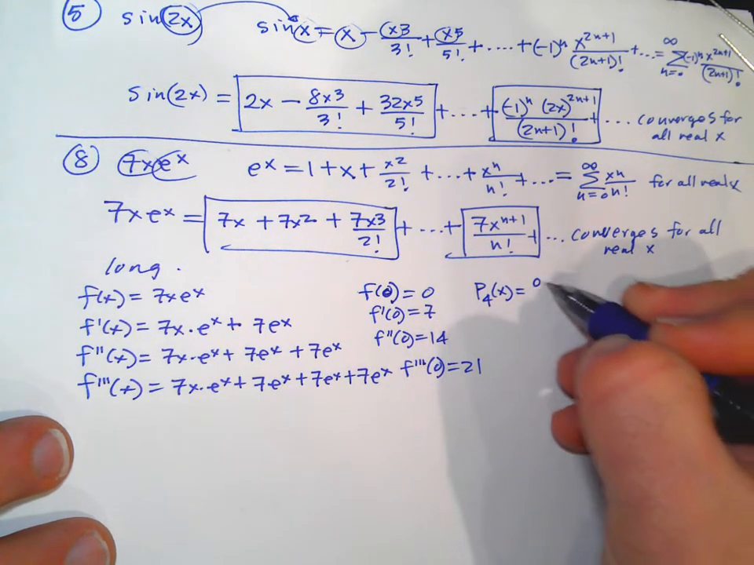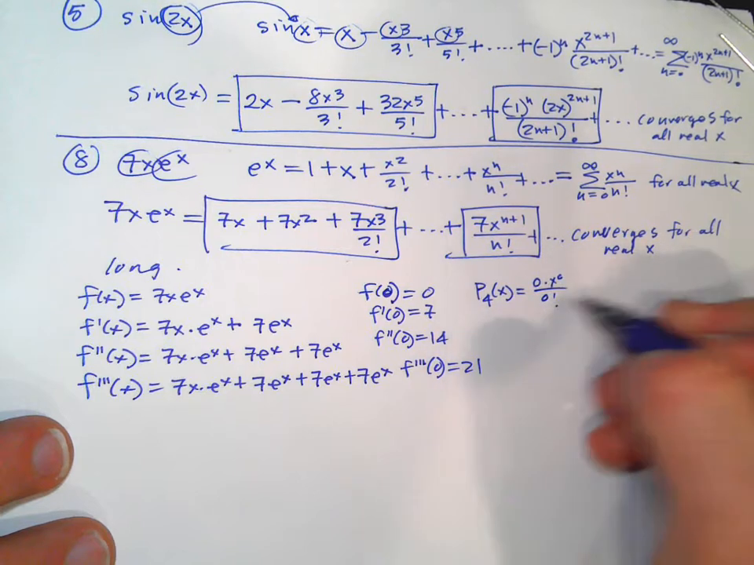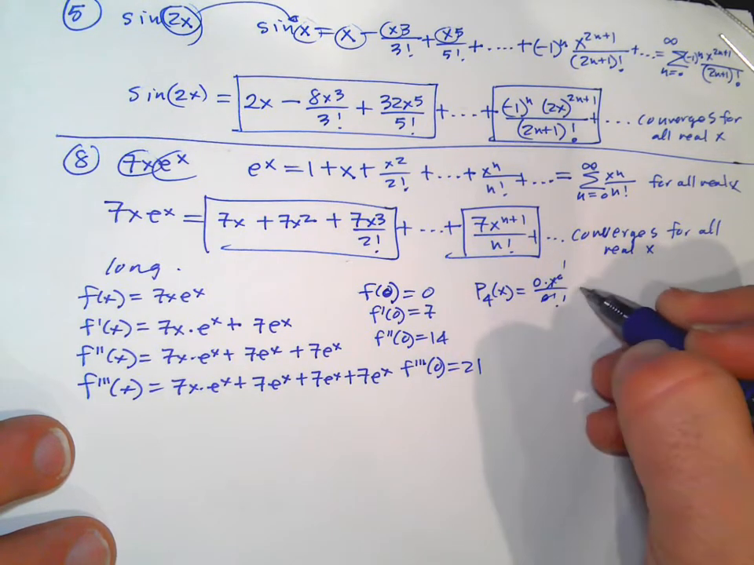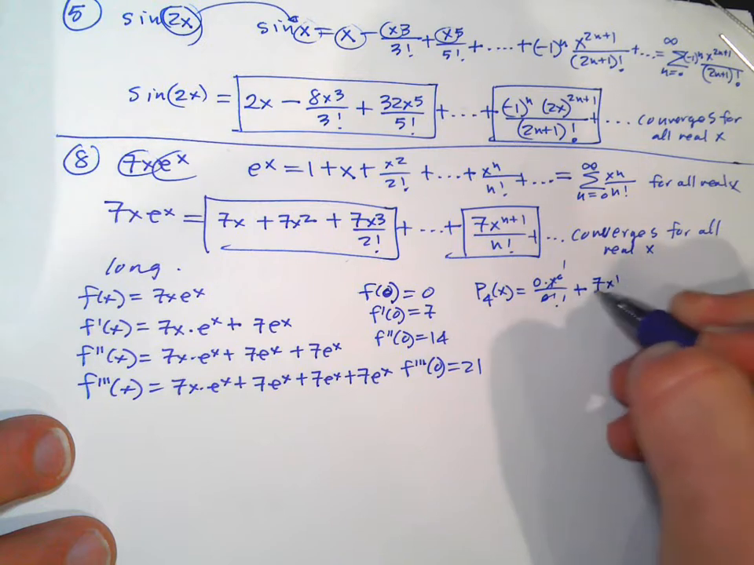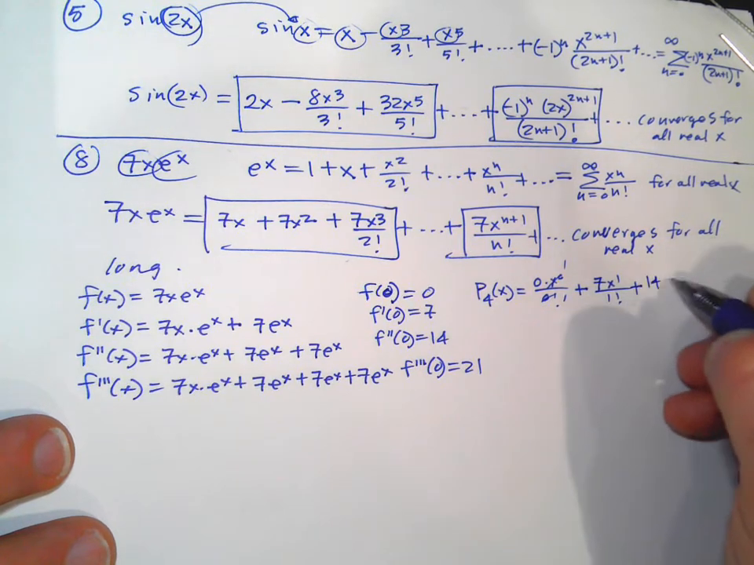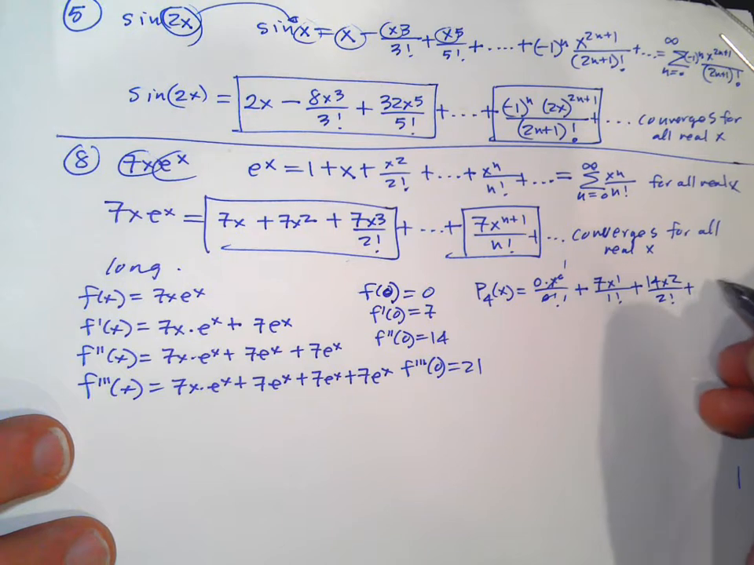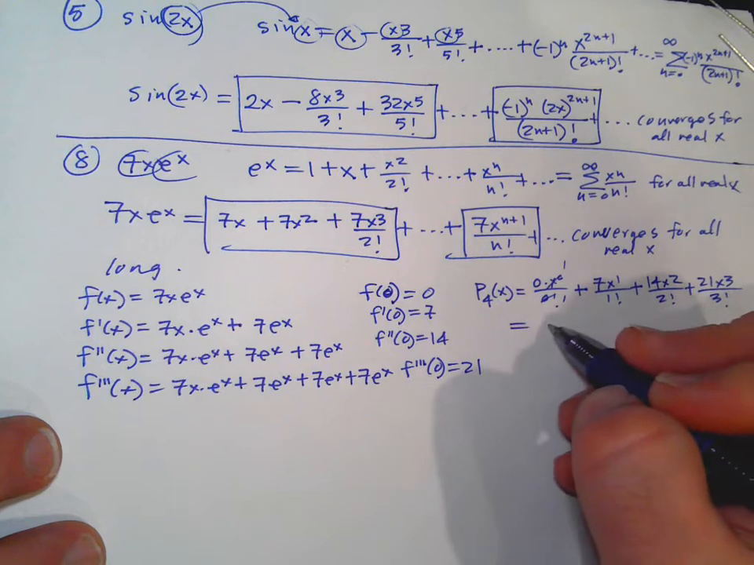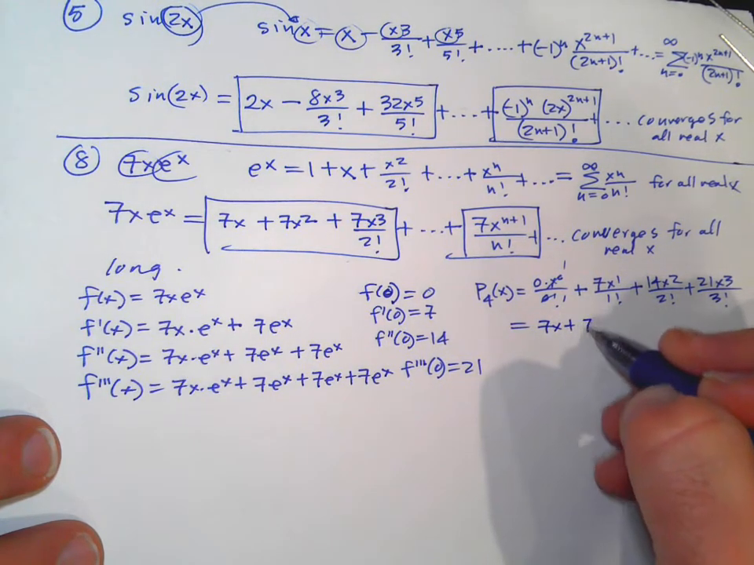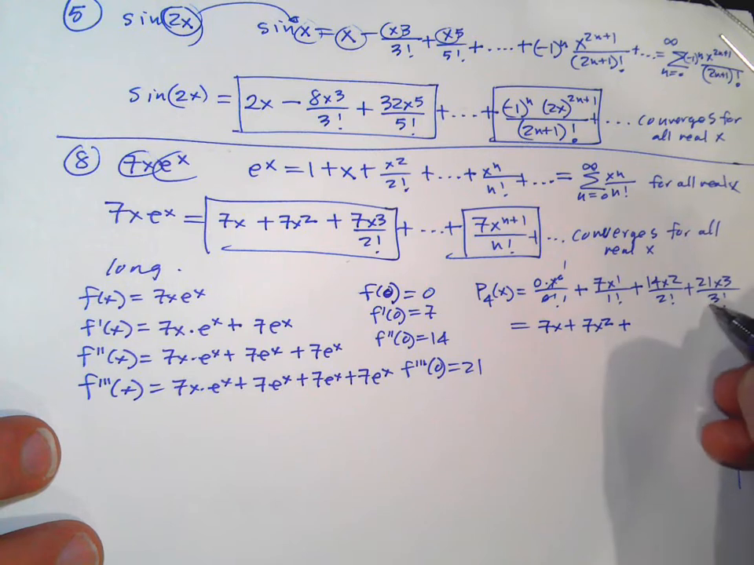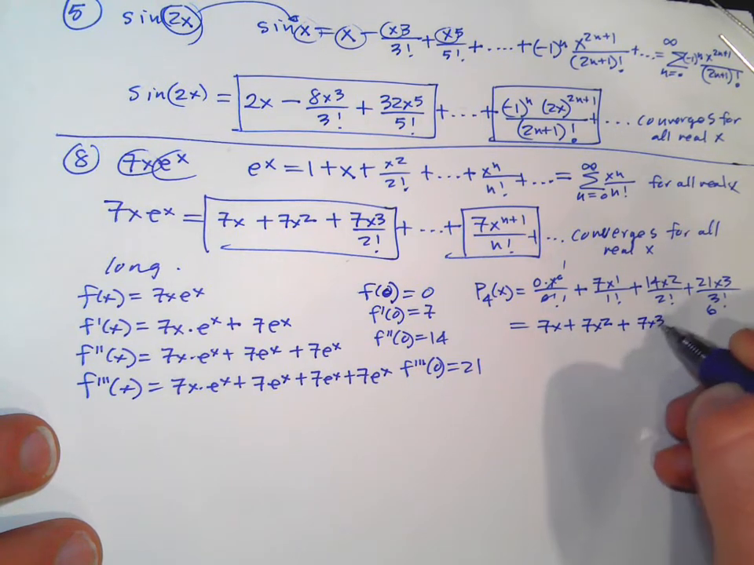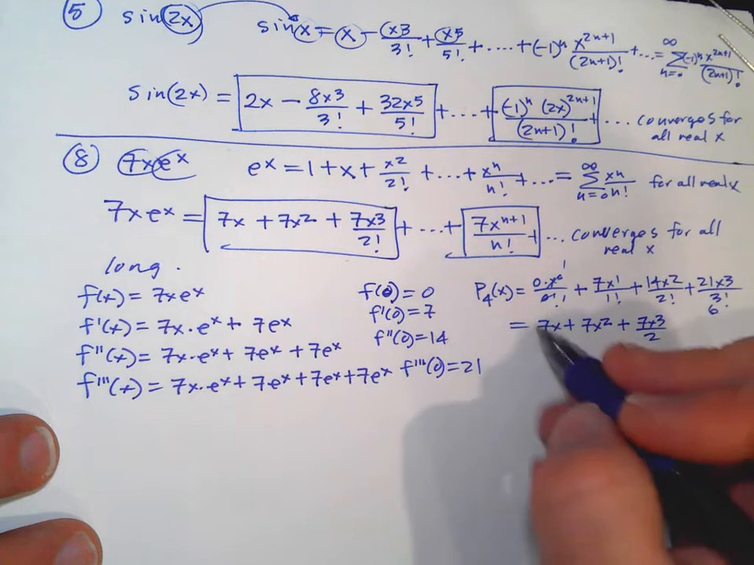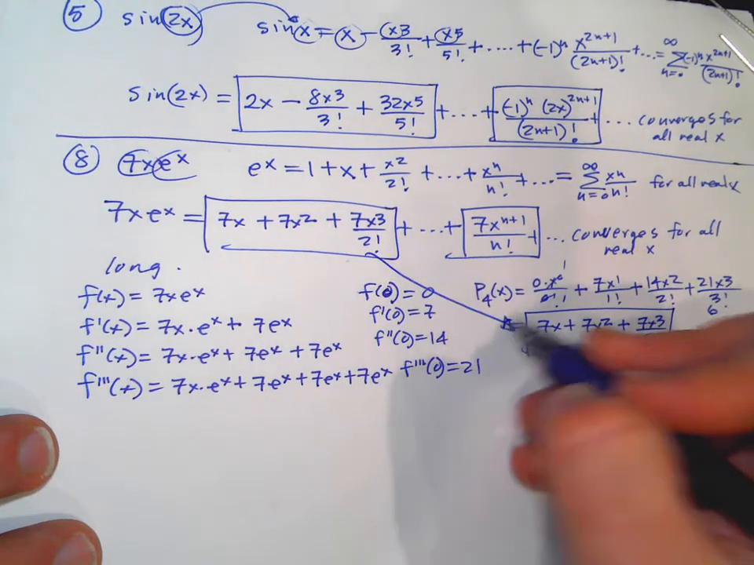It's the first one times x to the 0th power over 0 factorial. That's 1, but it's 0, plus 7 times x to the first over 1 factorial plus 14 x squared over 2 factorial plus 21 x cubed over 3 factorial. And then we could clean it up. We say, okay, well, that's going to be 7x plus 7x squared plus this is going to be 6, so it's going to be 7x cubed over 2. Look at that. Same thing.